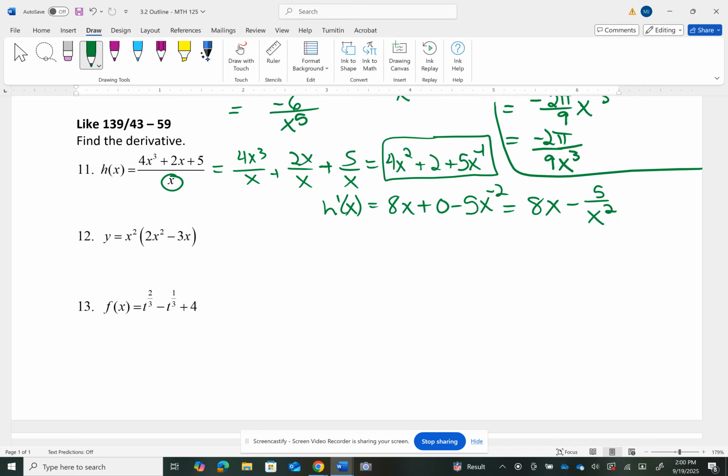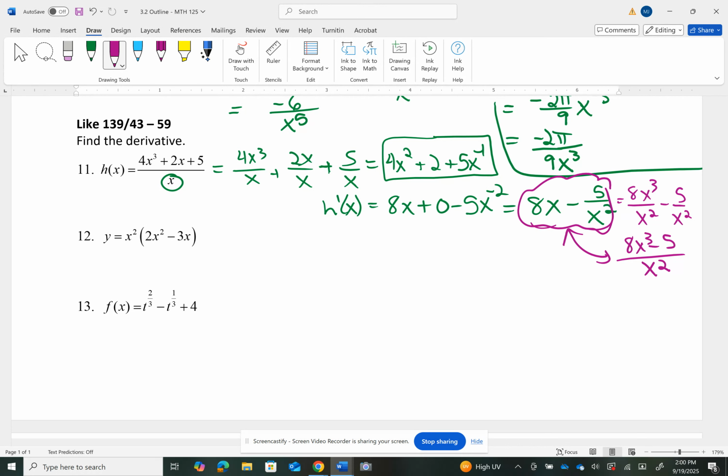Okay, now you may have some issues when you try to compare your answer to the answer in the back of the book, because they might have put together these two terms by getting common denominators. So for instance, this would be the same as 8x to the third over x squared minus 5 over x squared. So another answer you might see is this, and these two things actually say the same thing. But this is widely accepted as a perfectly good stopping point.